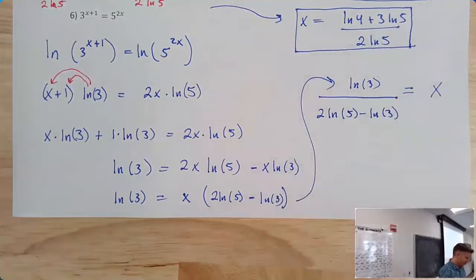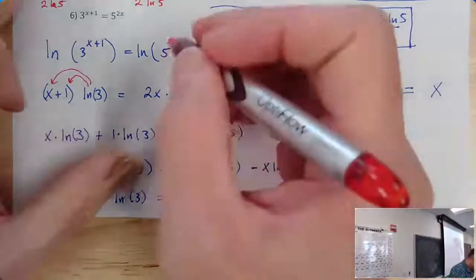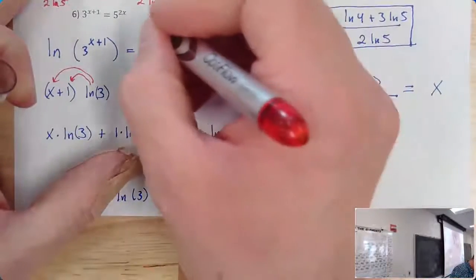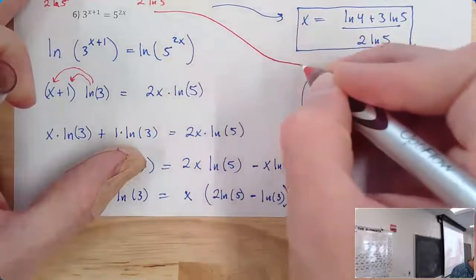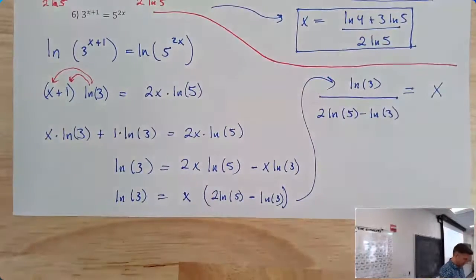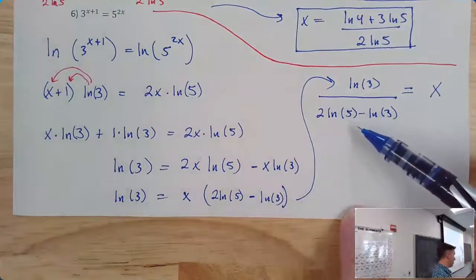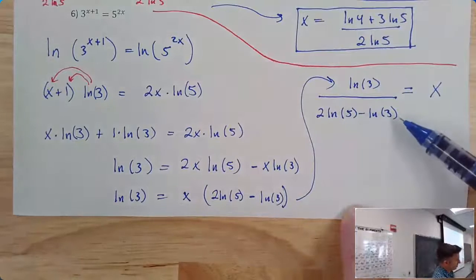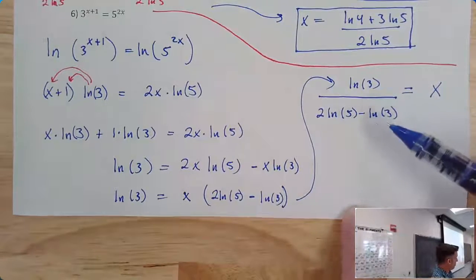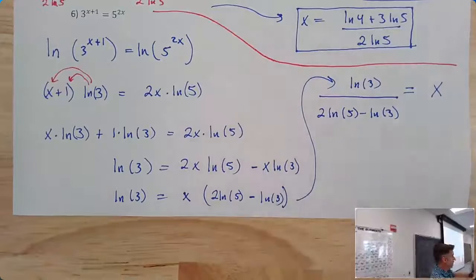I will point out that some people, for some reason, like to simplify this even more. I don't think you need to. Here's what I mean by that. Some people, not me, would say, well, you can bring this 2 up and get natural log of 5 squared, and then natural log of 5 squared minus natural log of 3 is natural log of 25 over 3. Don't do that. We don't need to do that. This is a totally perfectly fine, good answer right here.